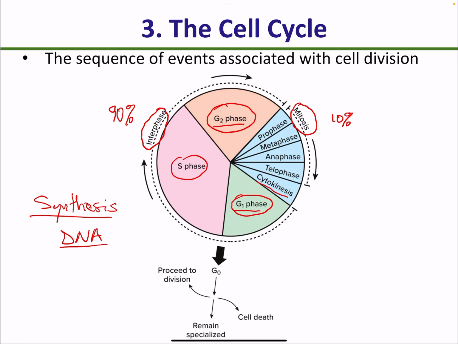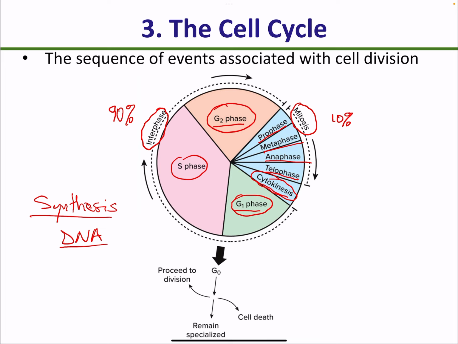Then the M phase is divided into four subphases: prophase, metaphase, anaphase, and telophase. Now, during the mitotic phase, telophase occurs concomitantly with cytokinesis. That's a very important detail to remember.